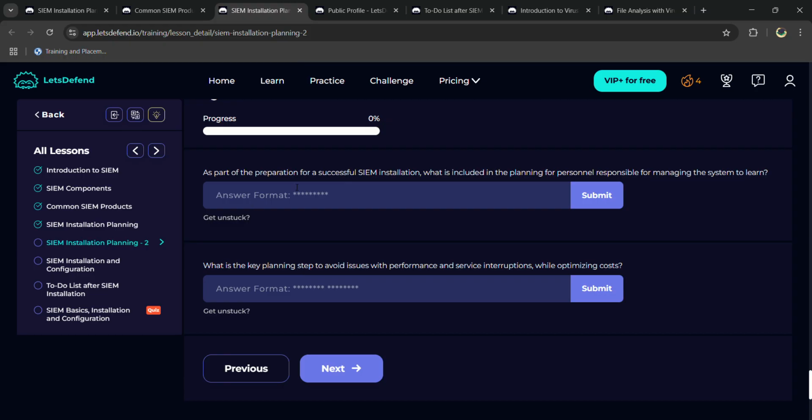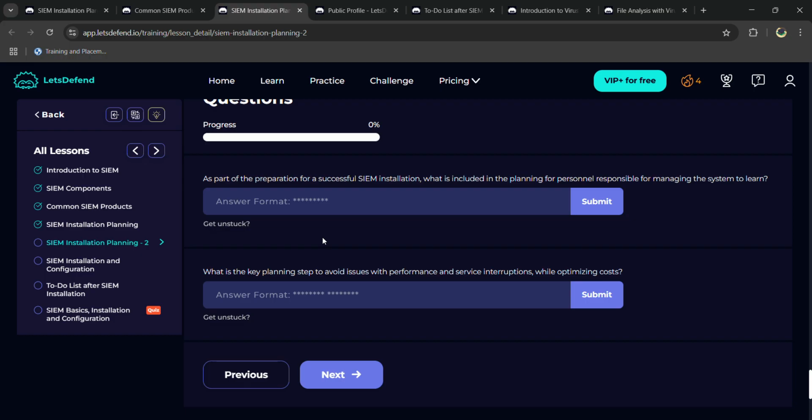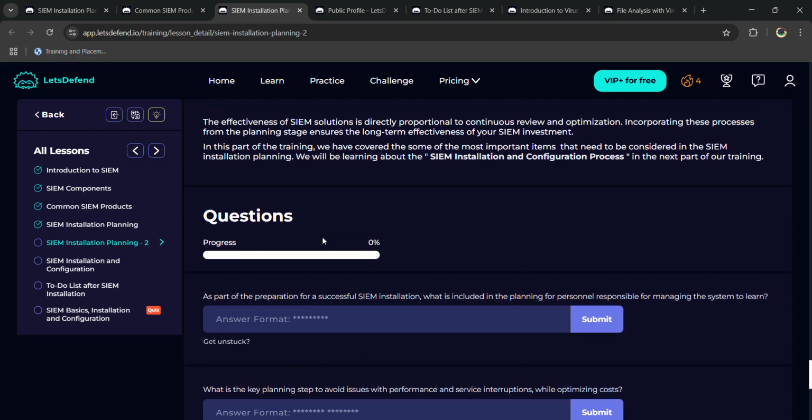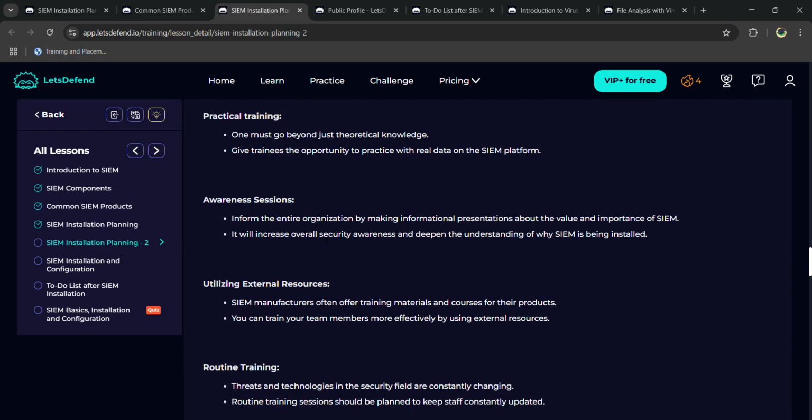As part of the preparation for successful SIM installation, what is included in planning for personnel responsible for managing the system to learn?